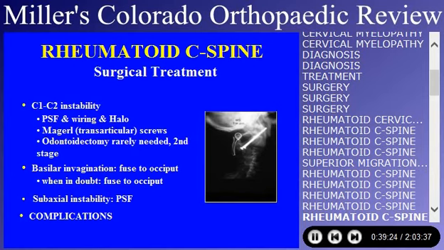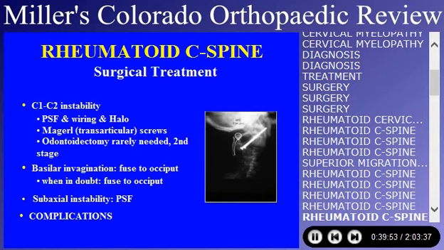You really can't do occiput to C1 too easily. When in doubt, fuse to the occiput. So if you know you have C1, C2 instability and you have a suggestion of superior migration of the dens, then I would fuse to the occiput. You have a significantly higher fusion rate when you include the occiput, and the downside of missing it is great enough that when in doubt, extend your fusion to the occiput.